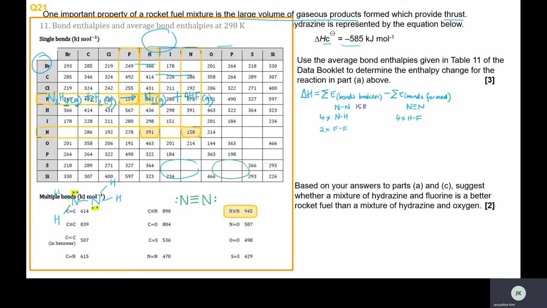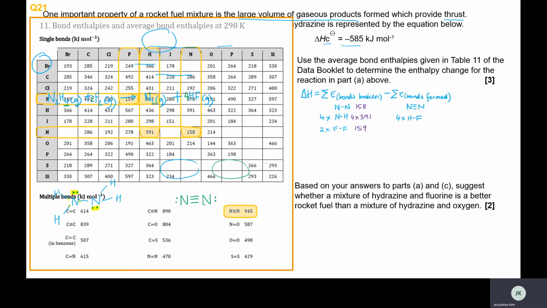Nitrogen and hydrogen together, it doesn't matter which way around you look it up in the table, you can go from along the top or down the side, doesn't matter which element you look up first, you'll get the same value. So nitrogen and hydrogen, we have 391, so we're going to need 4 lots of that. And fluorine, 159. And then, of course, our bonds formed.